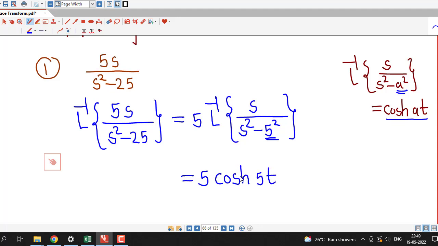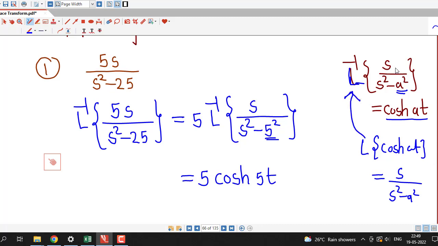So, we have to remember the formulas for Laplace transform, and using those formulas we can easily derive the corresponding formula for inverse Laplace transform. So we will remember this formula: Laplace transform of cos hyperbolic at is s divided by s square minus a square, and using this we can derive the formula for L inverse of s divided by s square minus a square, which is cos hyperbolic at, and here a equal to 5.